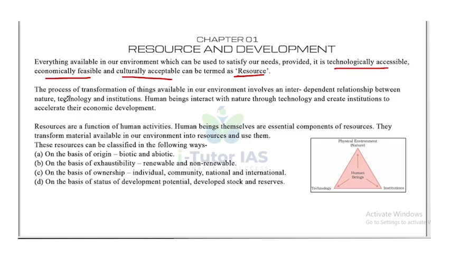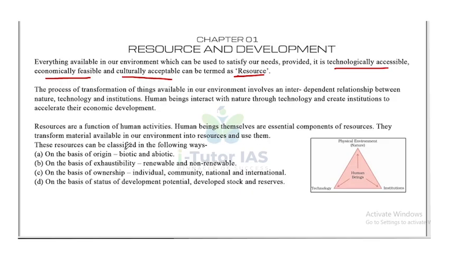Now, the process of transformation of things available in our environment involves an interdependent relationship between nature, technology, and institution. Human beings interact with nature through technology and create institutions to accelerate their economic development. Resources are a function of human activities. Human beings themselves are essential components of resources. They transform material available in our environment into resources and use them.